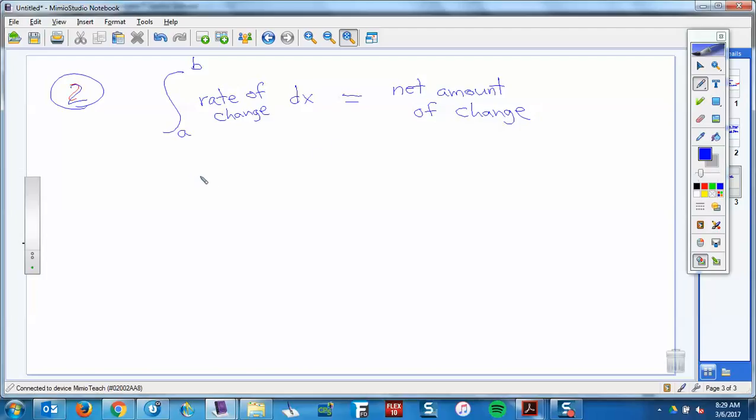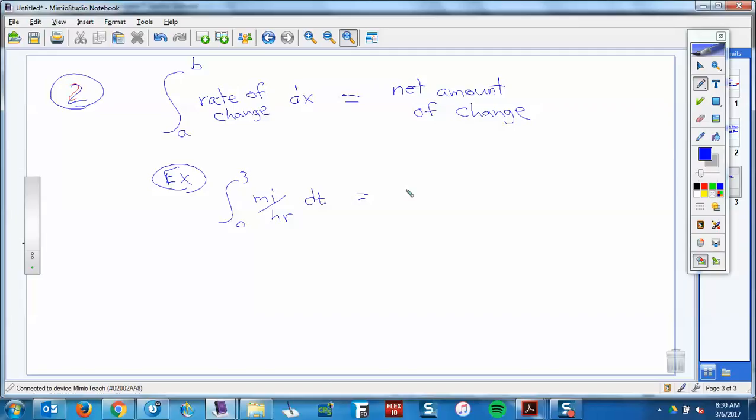Okay? So if this was the integral of miles per hour, 0 to 3 hours, let's say. Say that was dt, probably hours. What would that give us? Miles. It would give us miles, but more than that.